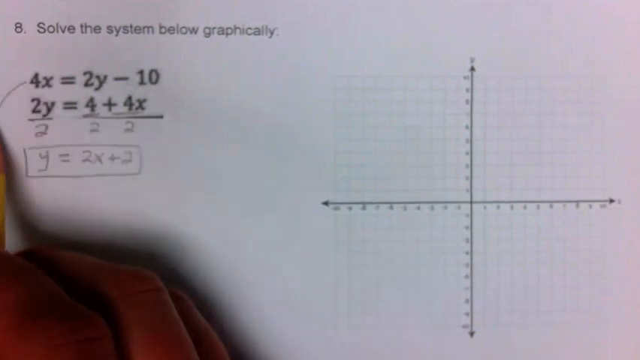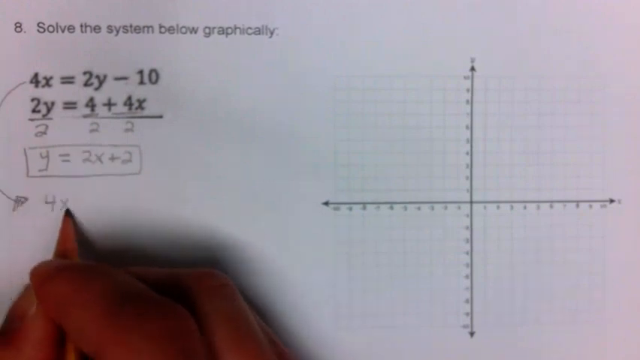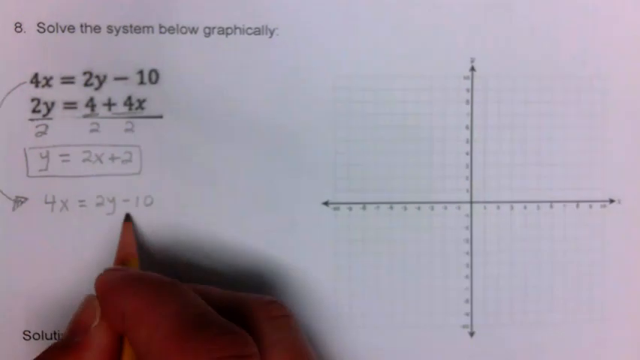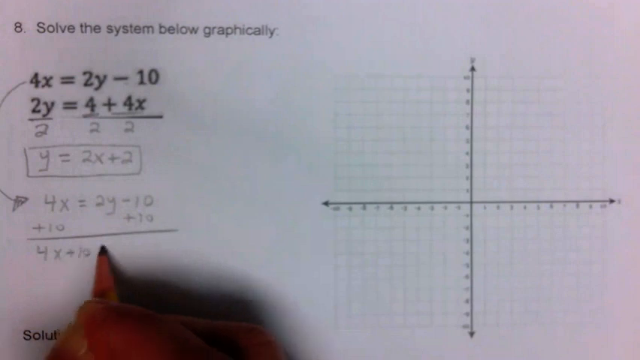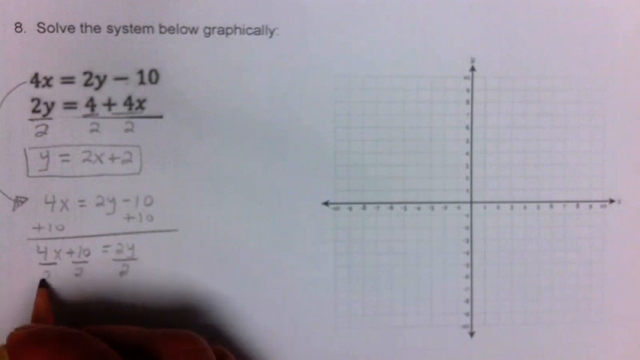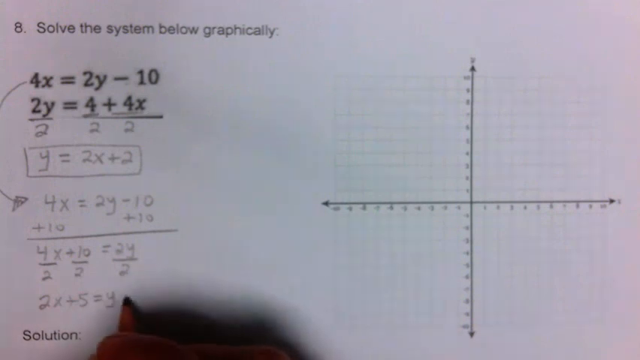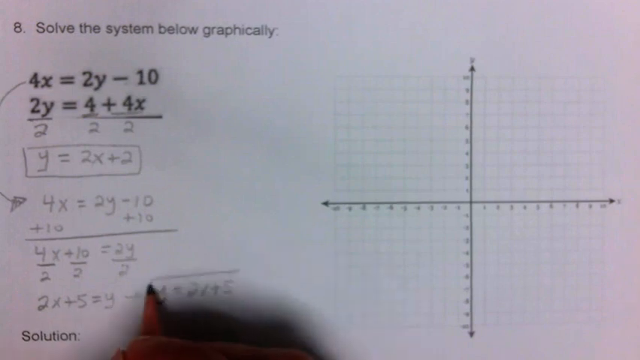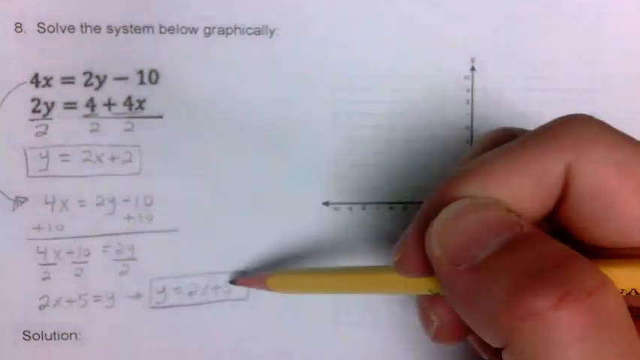And the first equation, I'm just going to rewrite down here and then isolate the variable y. The first thing I'm going to do is add 10 to each side. So 4x plus 10 equals 2y. And then if I divide both sides by 2, I'm going to get 2x plus 5 equals y, which again is the same as writing y equals 2x plus 5. So there's my first equation. And now these are the two equations that we are going to graph.